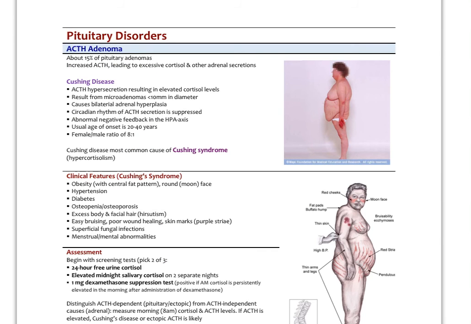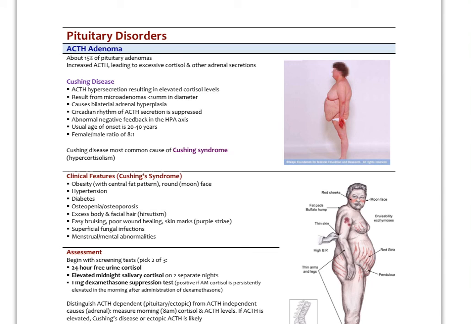Finally, we come to ACTH adenomas, the third most common type of pituitary adenoma. And here we can develop Cushing disease. So Cushing disease is high ACTH from an adenoma causing elevated cortisol. And usually they come from microadenomas. That's when we typically catch the symptoms, when they're still in that stage. And they can cause bilateral adrenal hyperplasia, so the adrenals grow in response to all that excess ACTH.